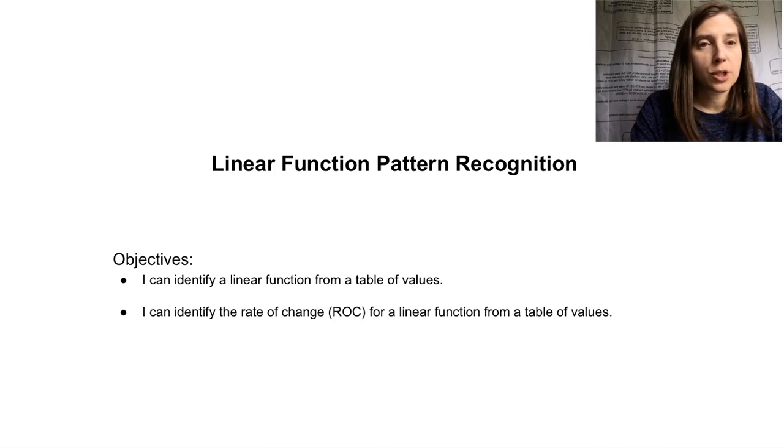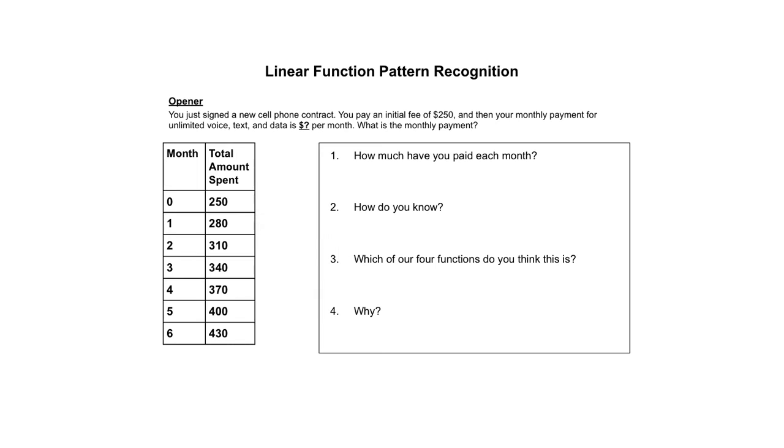So students will be able to identify if it's a linear function from a table of values. And to do that, you need to know what the rate of change is from a table of values. To do this, our opener is talking about a cell phone contract.